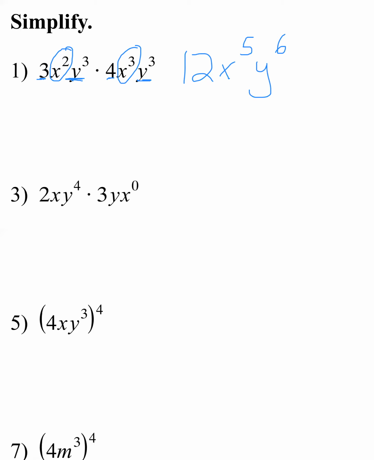Okay, let's take a quick look at number 3. You'll notice this in here. Do you remember what that is? x to the 0 power. What is that? Hopefully you're remembering, oh yeah, anything to the 0 power is just 1.